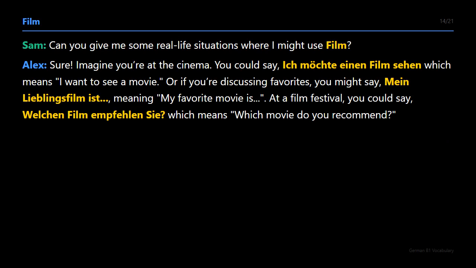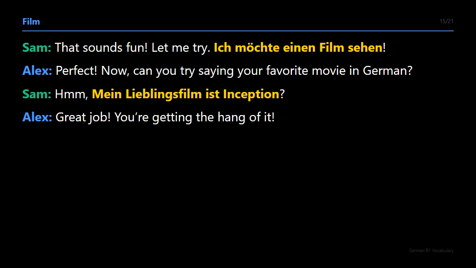That sounds fun. Let me try. Ich möchte einen Film sehen. Perfect. Now, can you try saying your favorite movie in German? Mein Lieblingsfilm ist Inception. Great job. You're getting the hang of it.